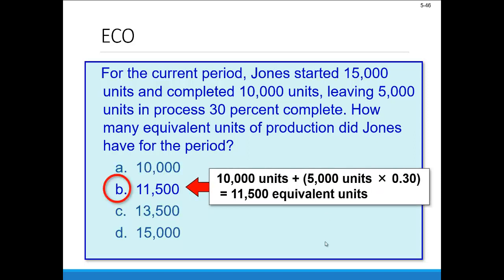and that would be 11,500. We had 10,000 completed and transferred that we count technically at 100%, plus the 5,000 in ending work in process that were 30% complete, so an equivalent of 5,000 times 30%, or 1,500. Add those together and we get 11,500. Point being, the beginning inventory doesn't really matter for us for this weighted average purpose. We don't even really need to know what it is. All that matters is what did we complete and transfer, plus what do we have in that ending work in process.